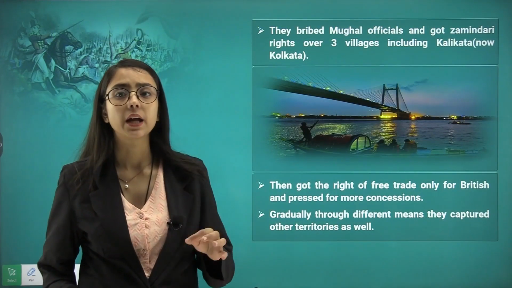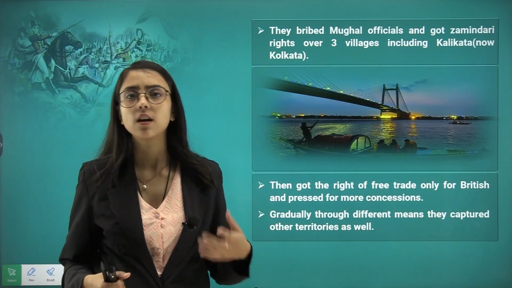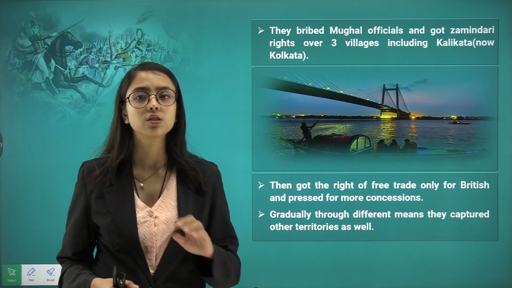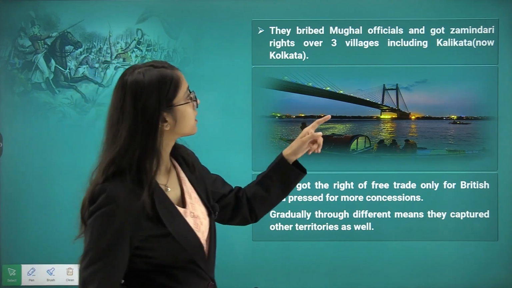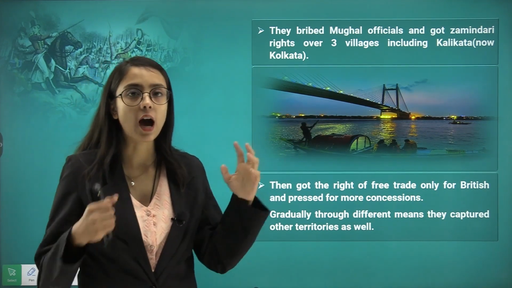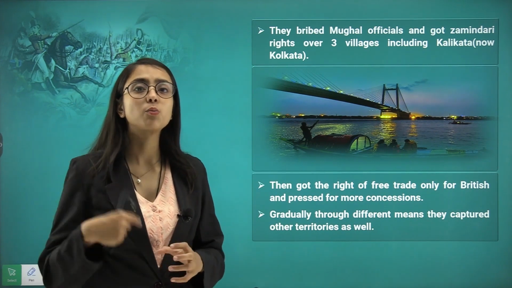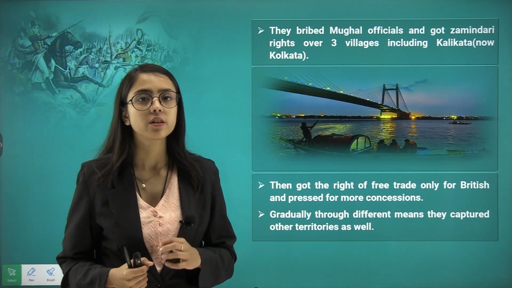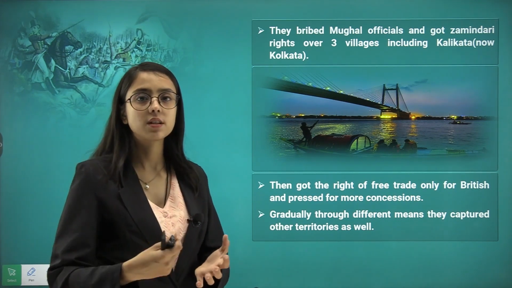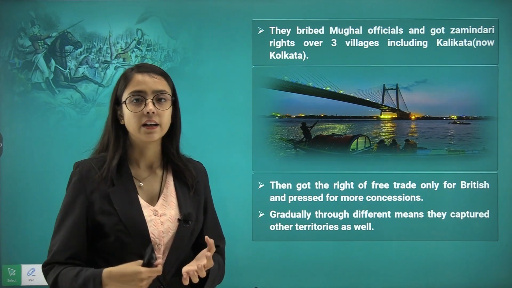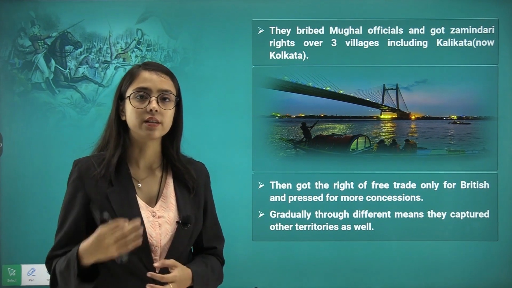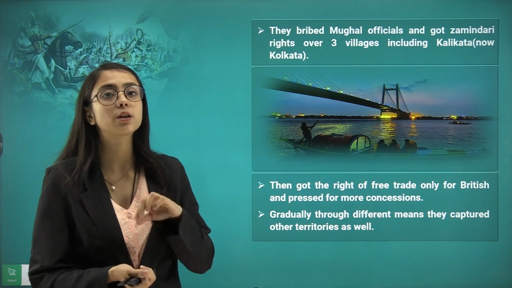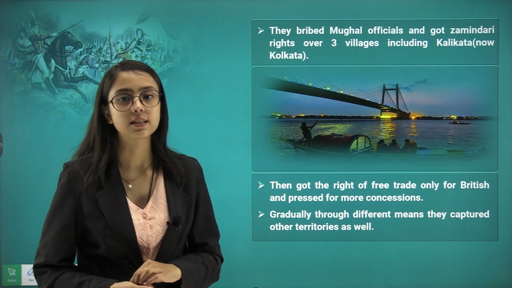So they bribed the Mughal officials. There were Mughal zamindars, subedars who were there. They started to bribe them and got zamindari rights over 3 villages including Kalikata, which is now Kolkata. After that, they were expanding. They wanted more power, more resources to earn revenue and local income as well. So what did they do? From the Mughal zamindars and subedars, they took zamindari rights and they had 3 villages under them, including Kalikata, which is now known as Kolkata, which was the center point of trade for the British East India Company.